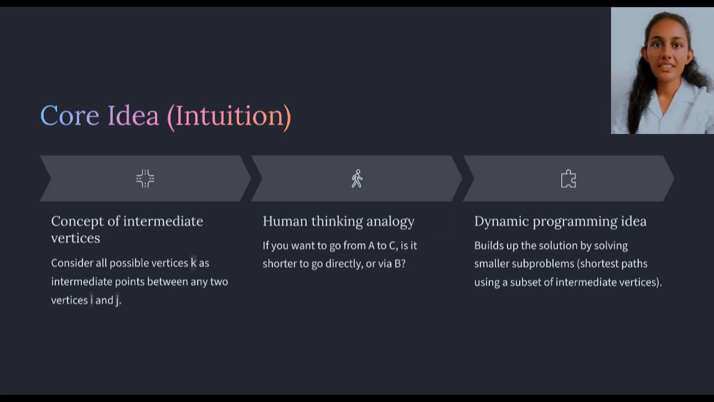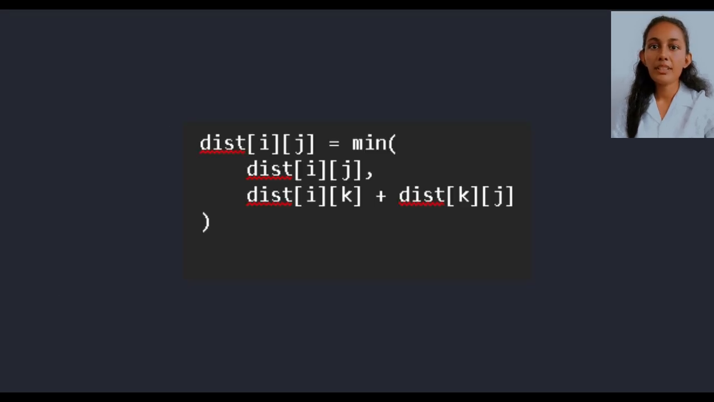Now let's break down the step-by-step process. We use three loops. They are K, I, J. K represents the intermediate vertex, I represents the starting vertex, and lastly J represents the ending vertex. For every i, j pair, we ask, is the path from i to j shorter if I go through k? Now refer to this code. If the current distance is greater, then we update the matrix. This happens repeatedly until every vertex has been used as an intermediate. That's why the algorithm is systematic and guaranteed to work.